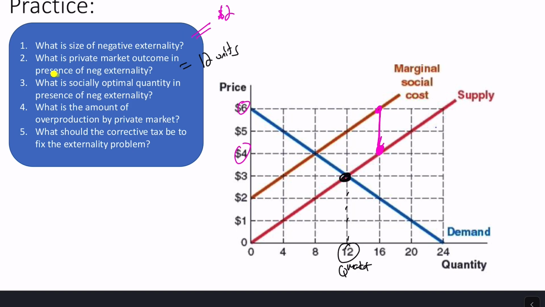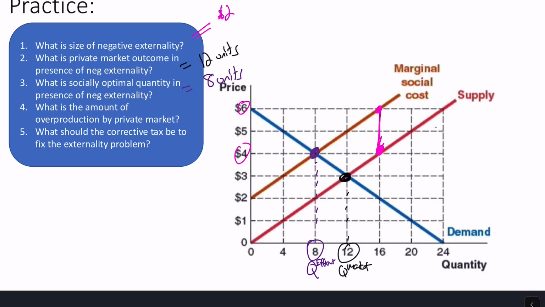Question 3, what is the socially optimal quantity in presence of a negative externality? In this case, you compare the marginal social cost to the demand curve. And so here, marginal social cost, demand curve, equilibrium right there. For the social, come on down, get 8. That would be our Q efficient. And so we would get an answer of 8 units would be the socially optimal amount.